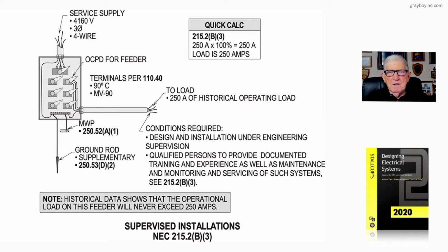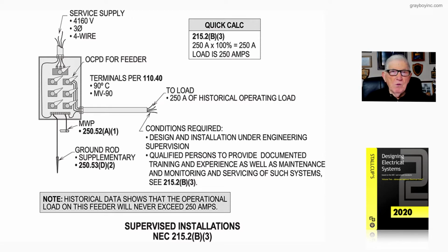215.2(B)(3). 100% of 250 amps is 250 amps, so the load is 250 amps, connected and calculated. Again, our terminals are 90 degrees C for anything over 1,000 volts, and this is a 4160 3-phase 4-wire system. The grounding's the same. The metal water pipe is 250.52(A)(1). 10 feet or more of it in the earth for it to be an electrode.